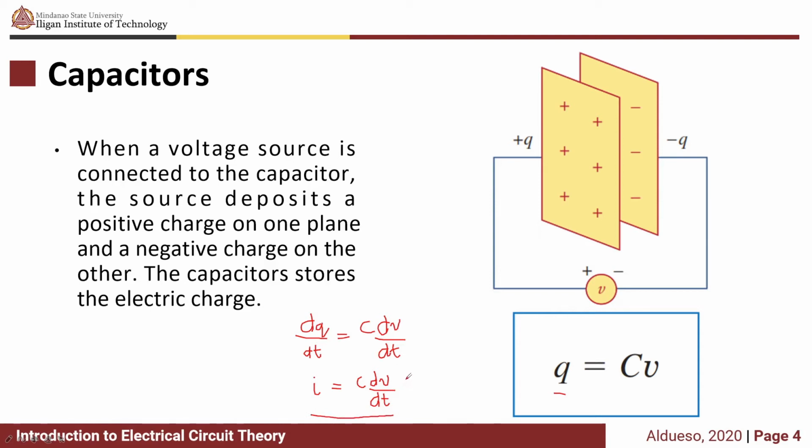This equation shows that if you have a change in voltage with respect to time, you have a current flowing through the capacitor. But if dv over dt equals 0, meaning the voltage is constant or not changing with respect to time, I is just equivalent to 0. So there is no current flowing through the capacitor. If I is equal to 0, that means the capacitor is equivalent to an open circuit.